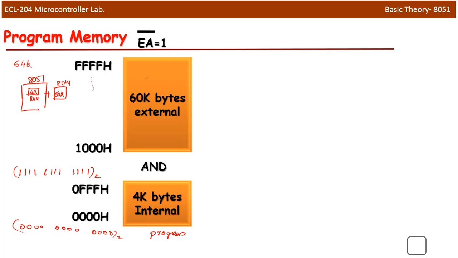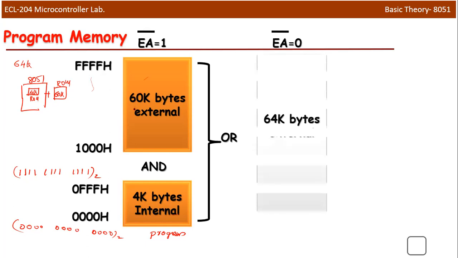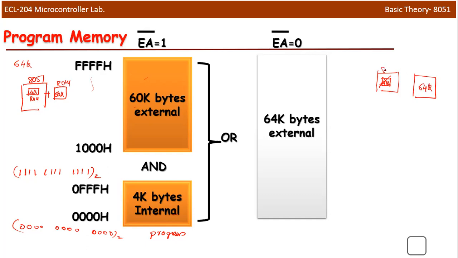This is one configuration. Or instead, you can avoid this internal 4K memory, and if you are not using it, externally you can connect a maximum of 64K bytes of memory. So this is another option. In order to choose this option, we need to connect the EA bar pin to 0. That is, we are not using the internal 4K memory. The maximum memory capacity is 64K, and that 64K we will connect totally externally. The entire program we will store in the external memory.